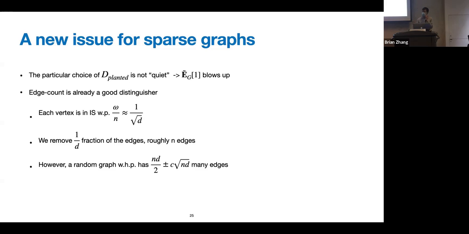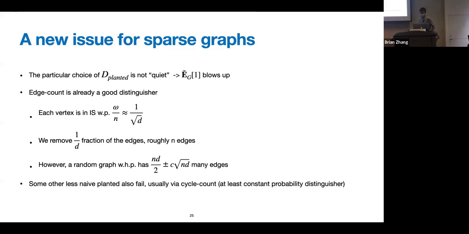And you might ask, okay, the distribution you come up with is just way too naive. You can imagine a distribution that sets the number of edges to be equal in expectation. However, those are most likely going to fail, usually just by cycle counting, or triangle counting even. And those usually give at least a constant probability distinguisher. So it's still an interesting question to find a good planted distribution. That being said, we don't have a quiet planted distribution.